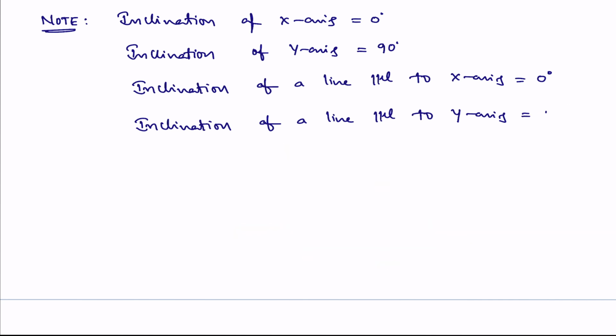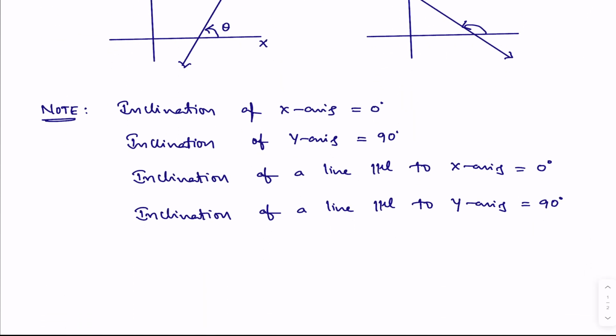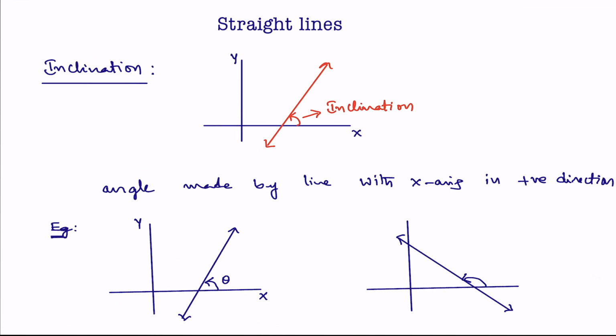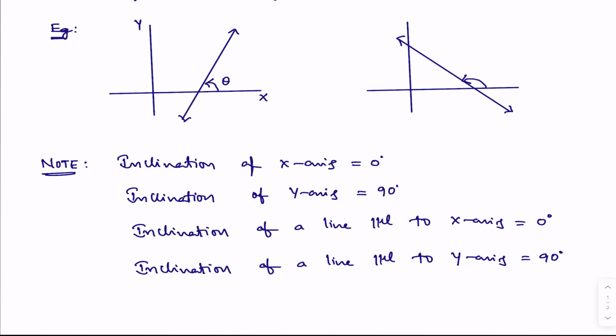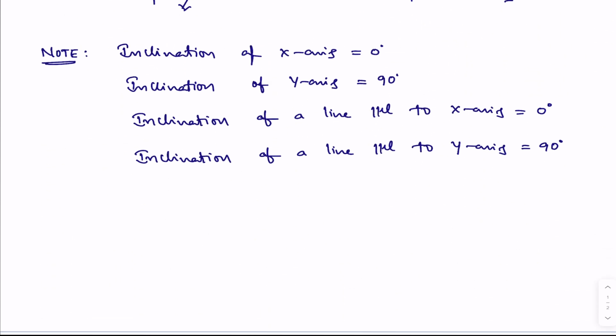So how many points did you learn? Inclination, inclination of x-axis, inclination of y-axis, inclination of a line parallel to x-axis, and inclination of a line parallel to y-axis. Inclination is the angle made by a line with the x-axis in the positive direction. Inclination of x-axis is 0 degrees. Inclination of y-axis is 90 degrees. Inclination of a line parallel to x-axis is 0 degrees. Inclination of a line parallel to y-axis is 90 degrees. So now you have learned the first concept in straight lines, inclination.